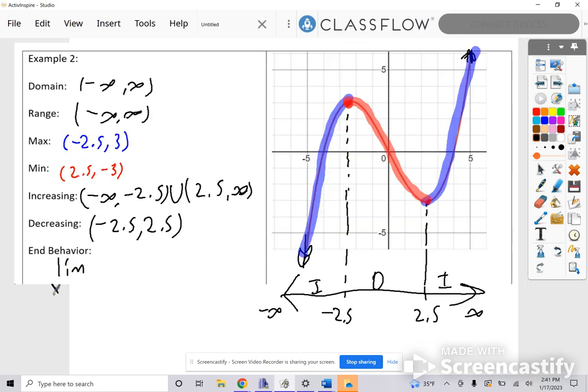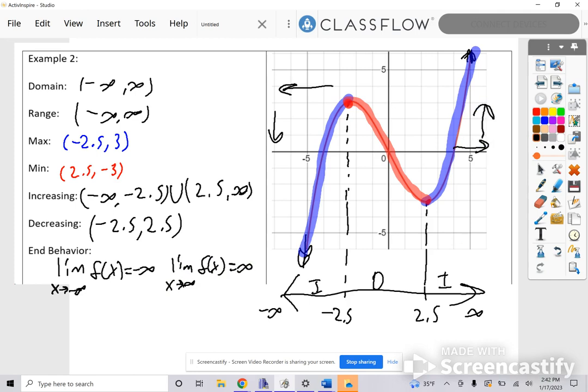So limit as x goes left to negative infinity of my function. So as I go left, I'm going down to negative infinity. And then right side. So as I go right, I'm going up to positive infinity.